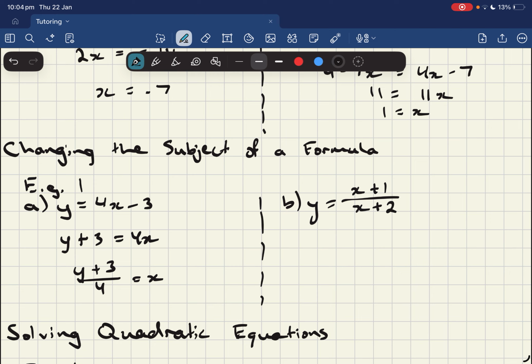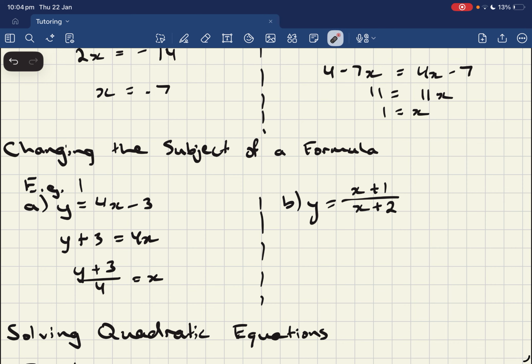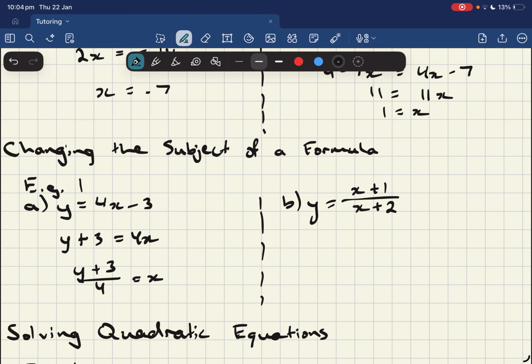So for my next one, I want to rearrange this equation. I want to make x the subject. So I'm going to multiply the denominator across first. So I'm going to get y multiplied by (x plus 2) equals x plus 1. Now I'm going to expand the brackets on the left-hand side. So I get xy plus 2y equals x plus 1.